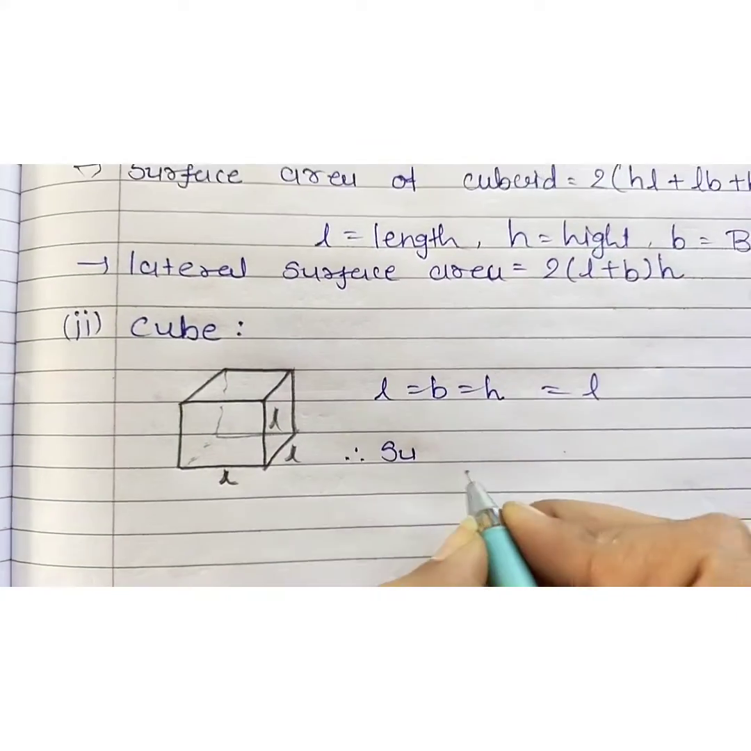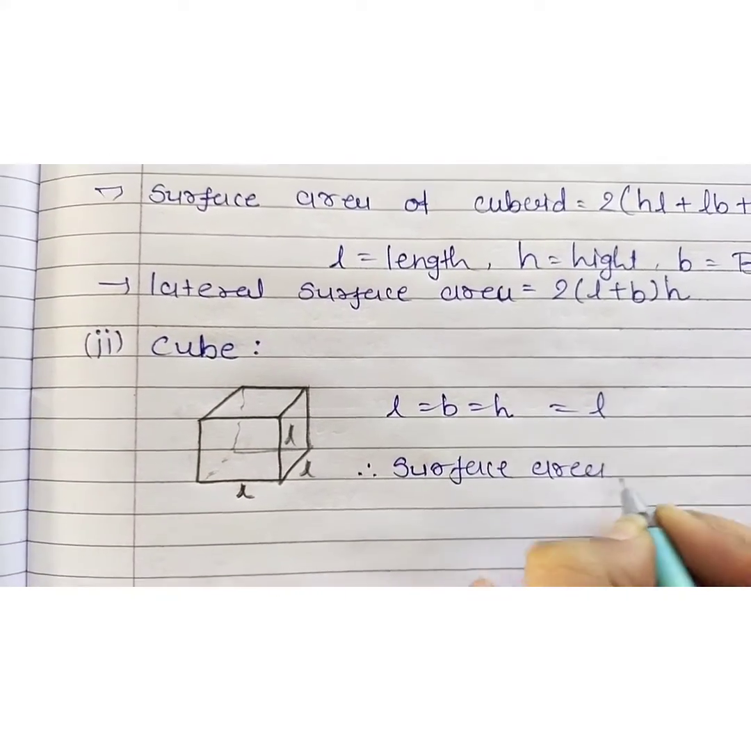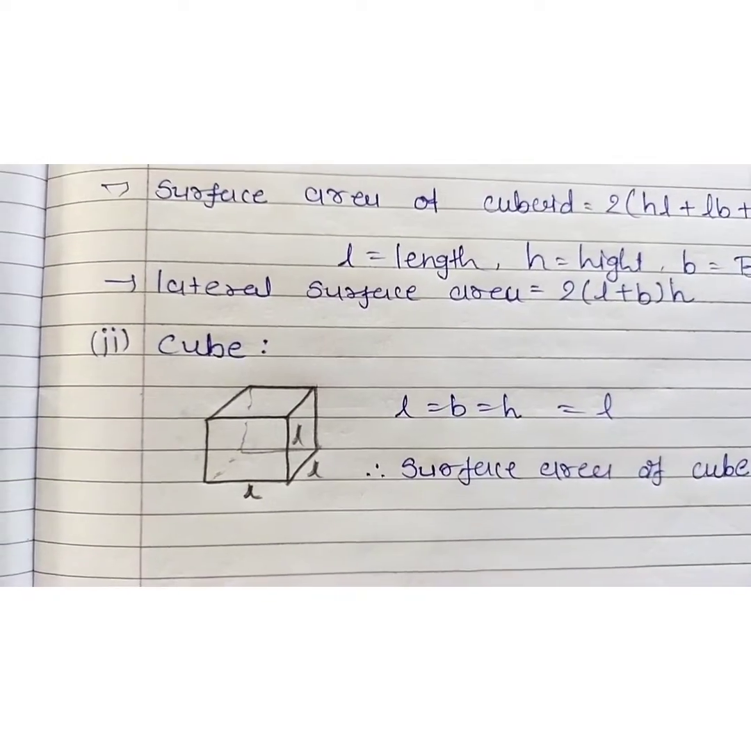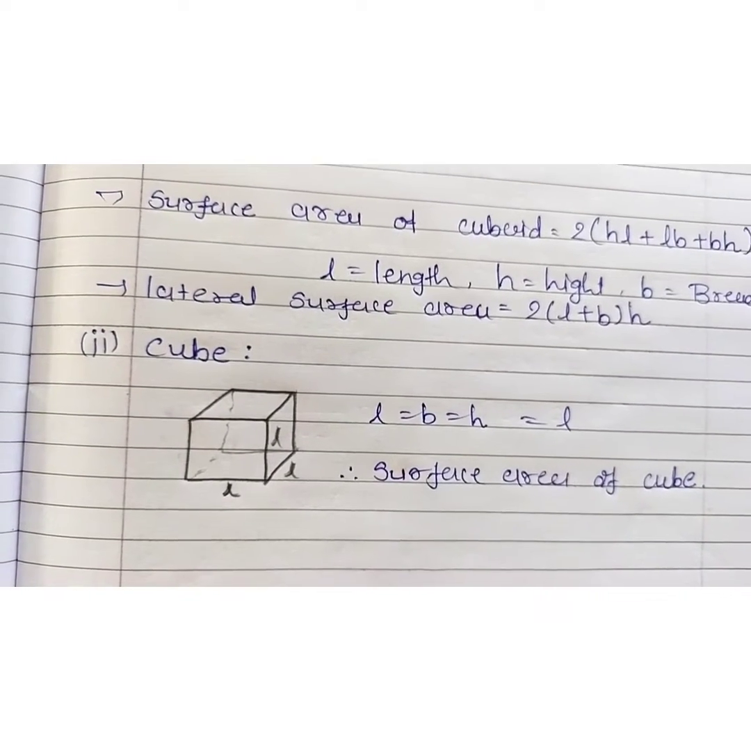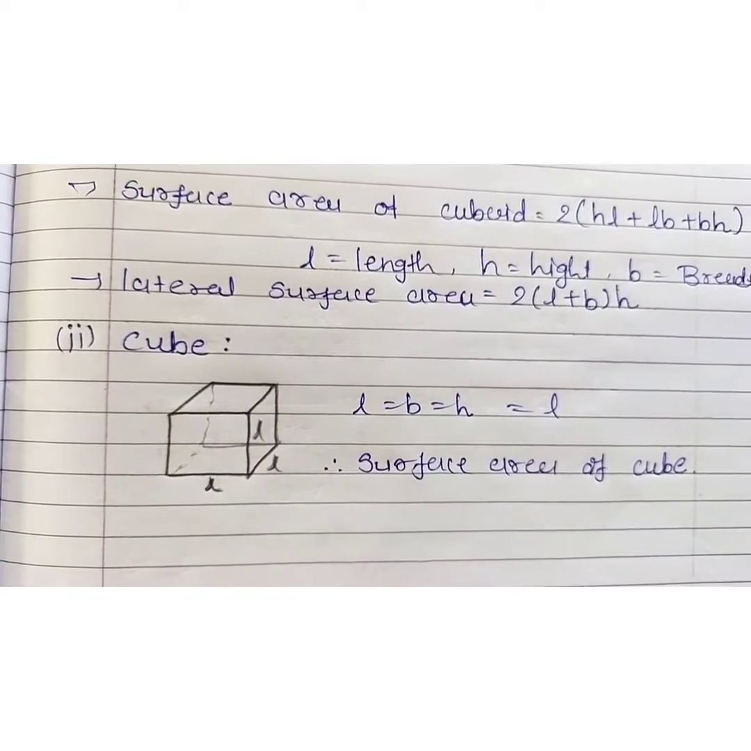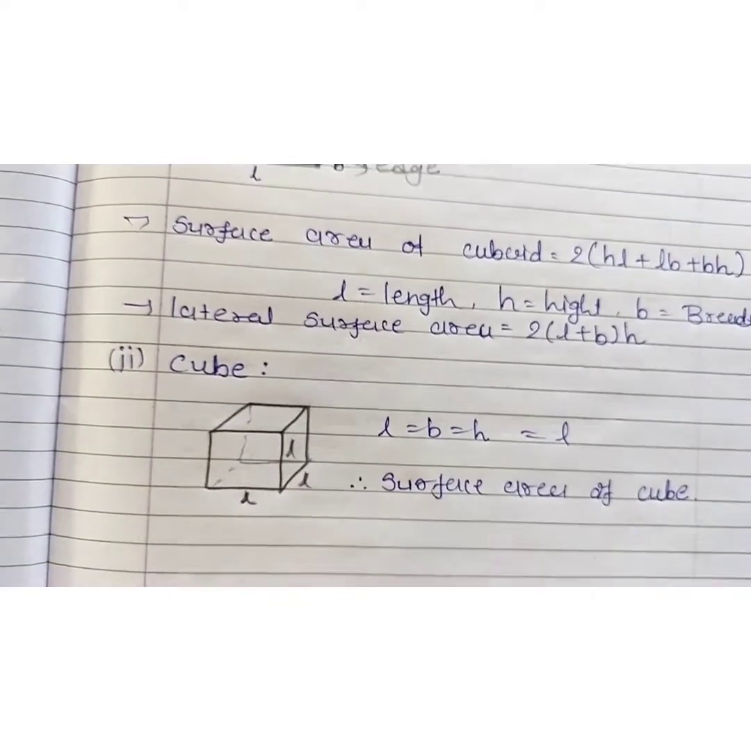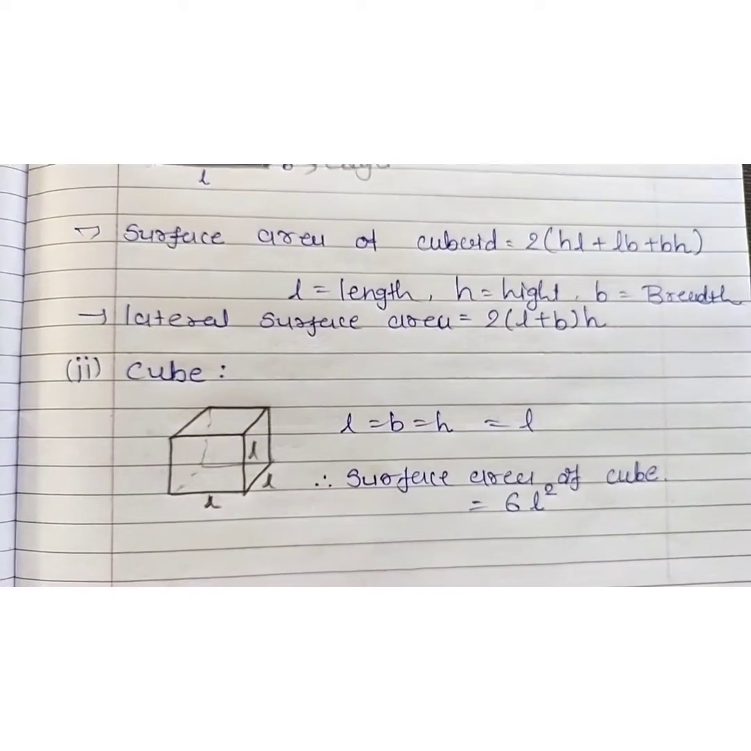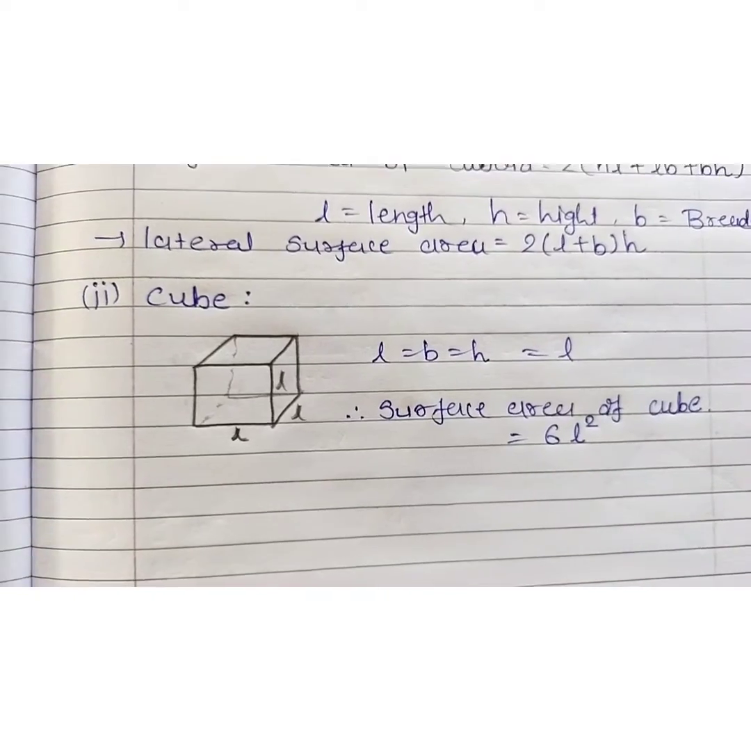surface area of cube. Okay. We have 6 faces, right? Therefore, surface area of cube will be 6L square. So the surface area of cube will be 6L square.